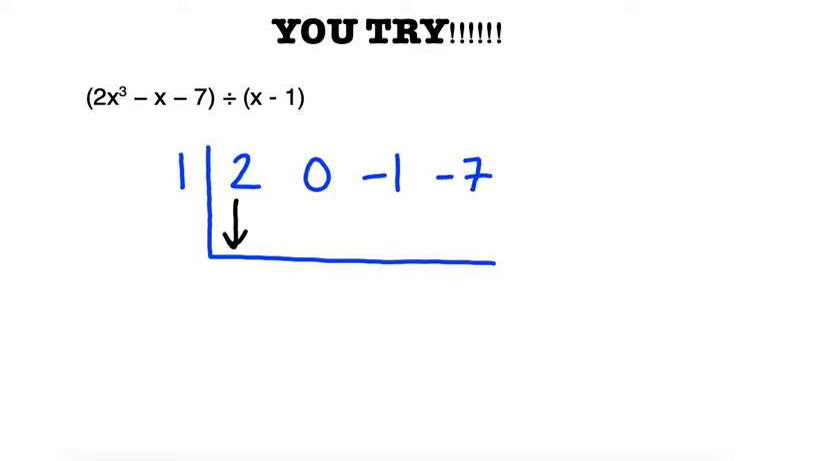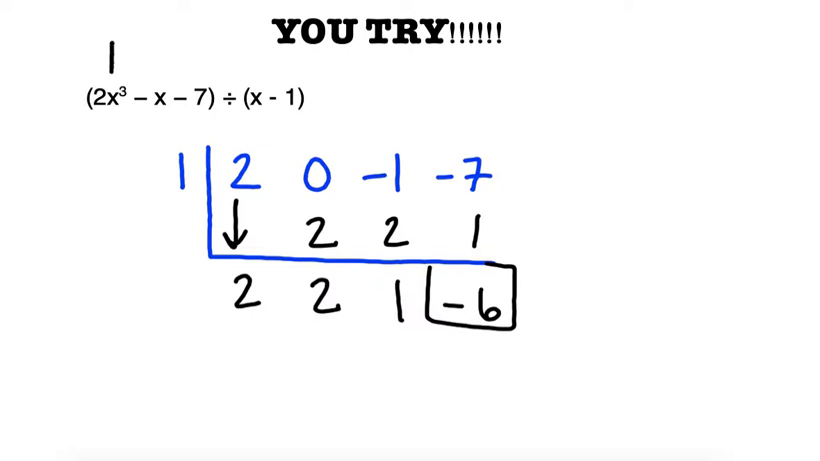I bring my first leading coefficient down. 1 times 2 is 2. I add down, I get 2. 1 times 2 is 2. I add down, I get 1. 1 times 1 is 1. Add down, I get negative 6. Here's my remainder.